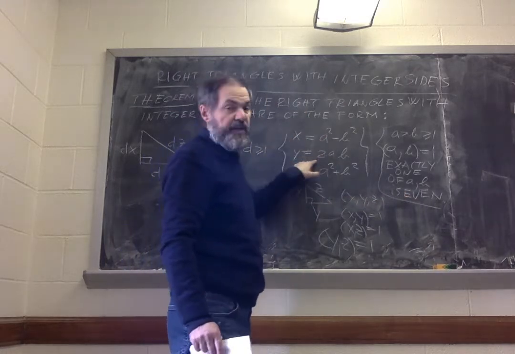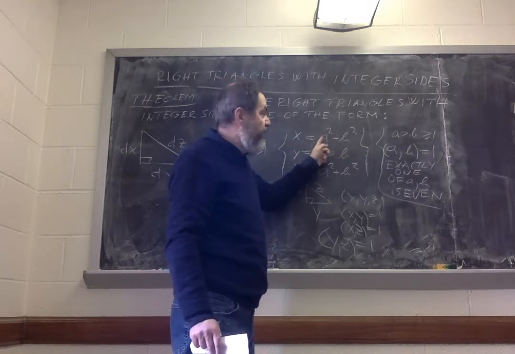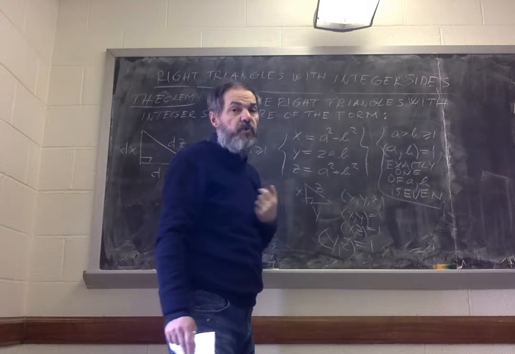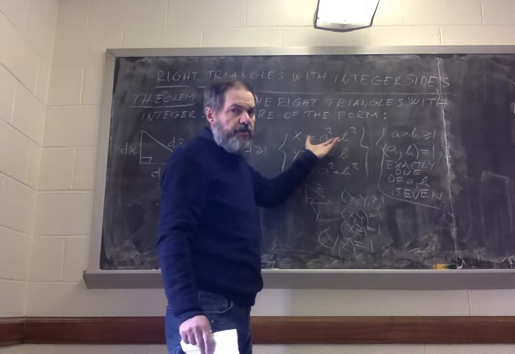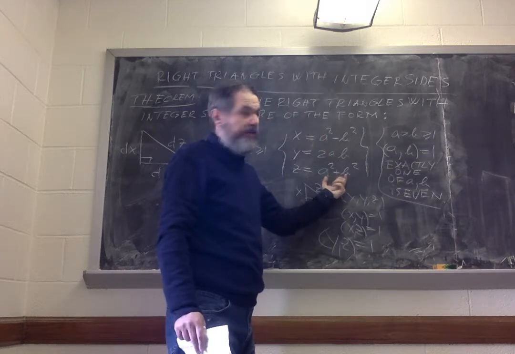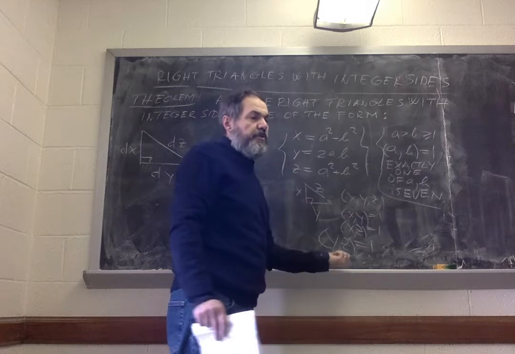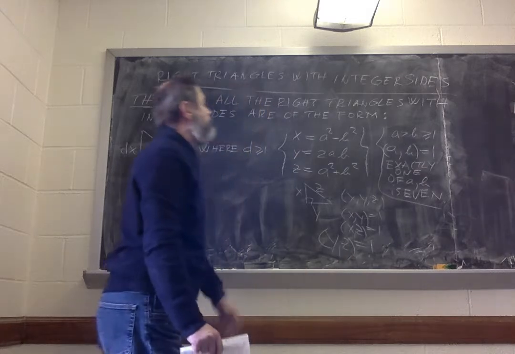Y is even because I have a factor of 2. X is going to be even because a and b are odd. When you square an odd number, you get an odd number, so the difference of two odd numbers will be even. And the sum of two odd numbers will be even. So then all three numbers will be even. So it is a solution, but it's not a primitive solution. All right.